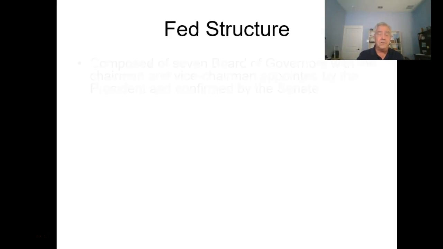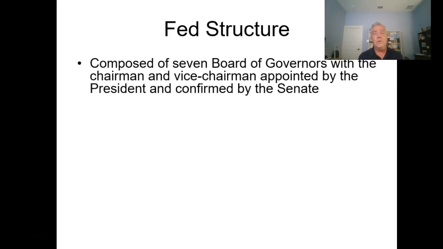Okay, let's look at their structure. It's composed of 7 board members. A chairman and vice chairman are appointed by the president and confirmed by the Senate. So one of the things that's going to become clearer to you is that the Federal Reserve is not a government entity. It's separate from the government. The only involvement the government has with it is that the President of the United States appoints the chairman and the vice chairman, and they're confirmed by the Senate.